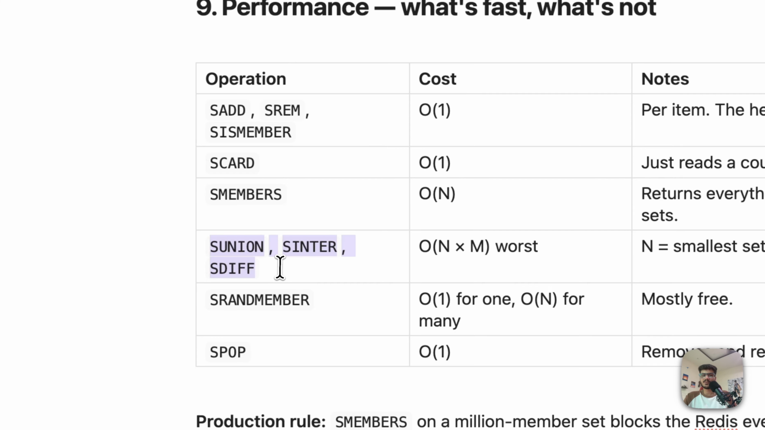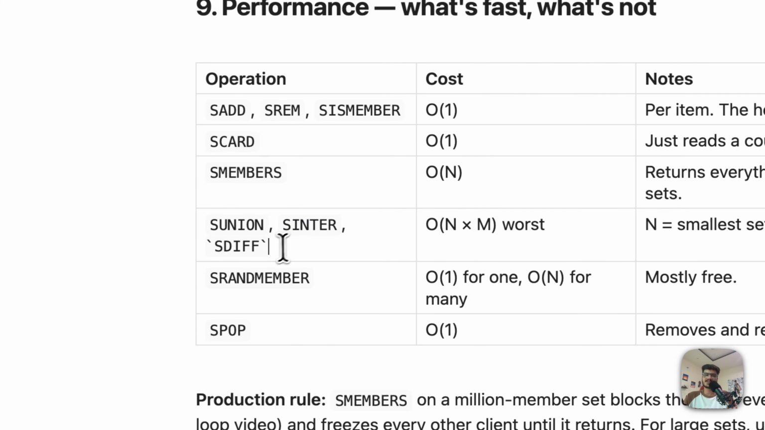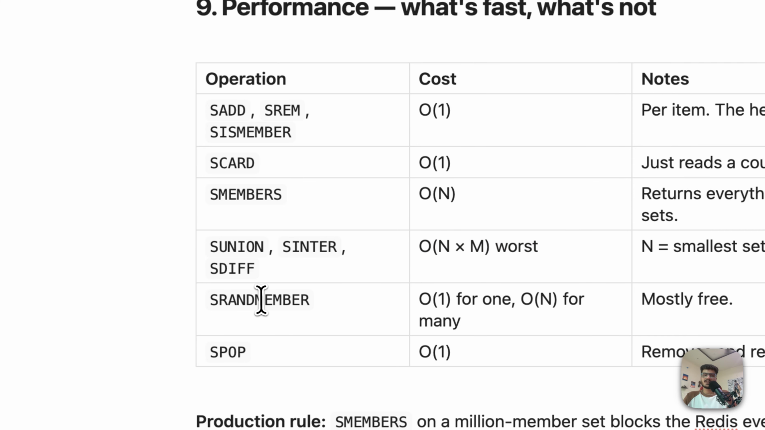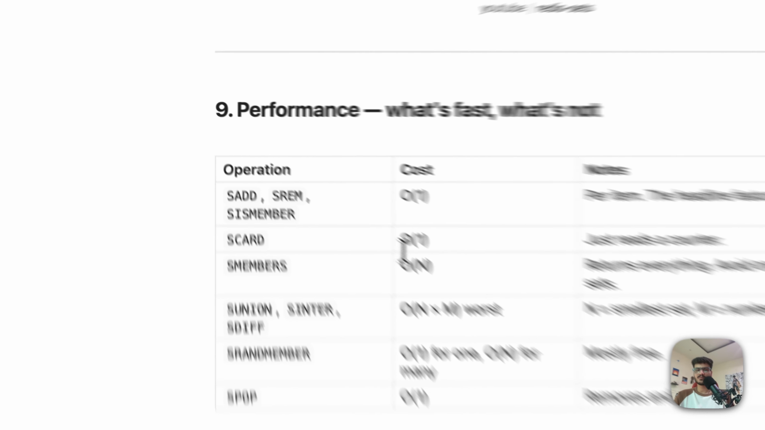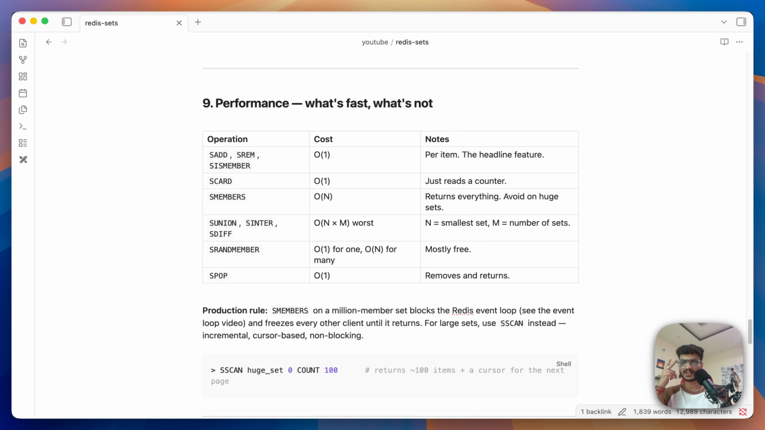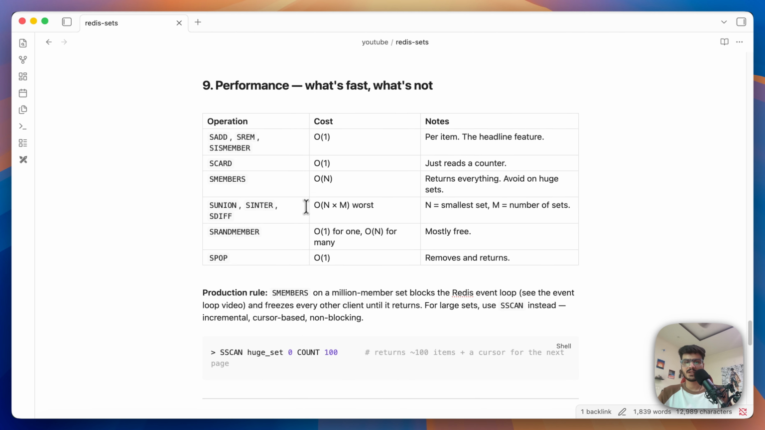And all the operations that we discussed, SUNION, SINTER, SDIFF, are O(N*M) in the worst case, right? And if you want to get any random member with SRANDMEMBER, it's O(1), and SPOP is also O(1). So these are some of the performance metrics. As you can see, most of the operations are O(1) and it's very highly performant, right?